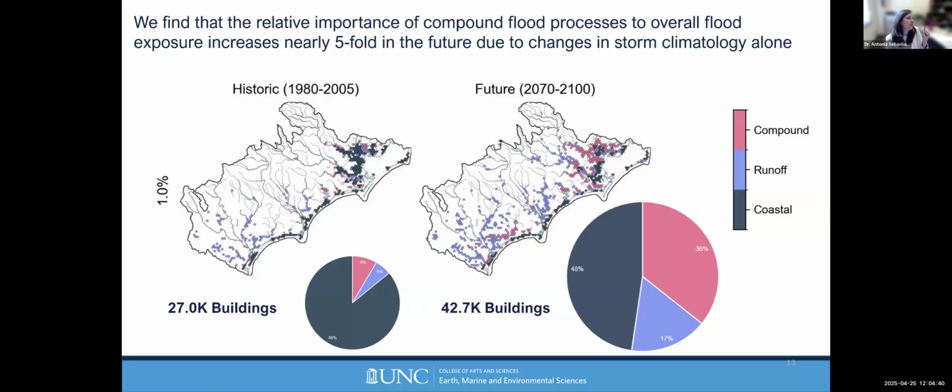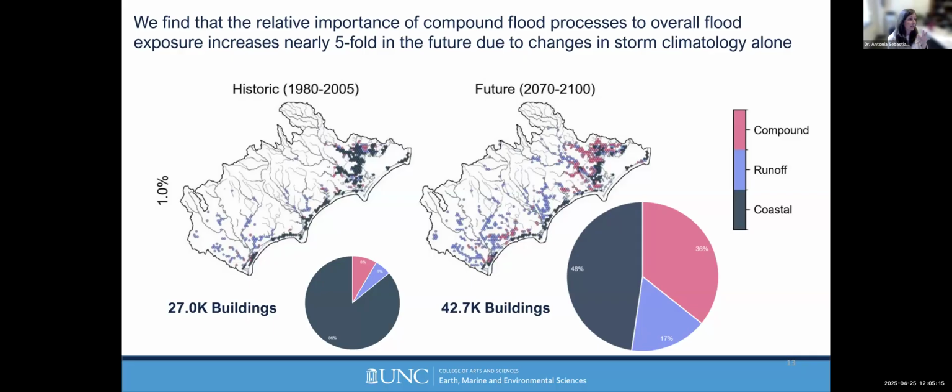So compound processes contribute to a fairly significant portion of building exposure, both in the present, but especially in the future. So relative to other processes, the buildings that are exposed to compound are much, much greater in the future. And so we're seeing an increase of about 8% of total exposure to compound flooding in the present, moving towards 36% of exposure in the future. And I would suggest that this has a lot to do with where we're placing things now versus how processes are going to change in the future due to climate change.